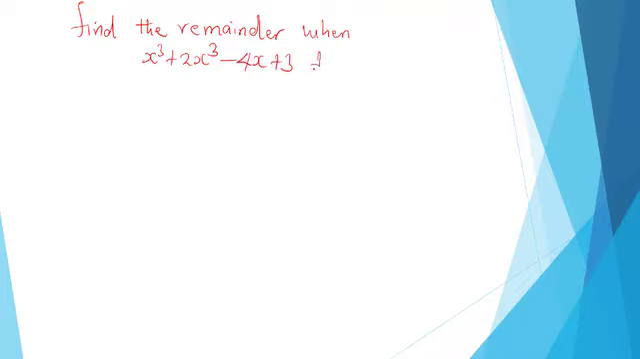Find the remainder when x cubed plus 2x cubed minus 4x plus 3 divides x plus 1, divides x plus 2, and finally x minus 1. What will be the remainder?